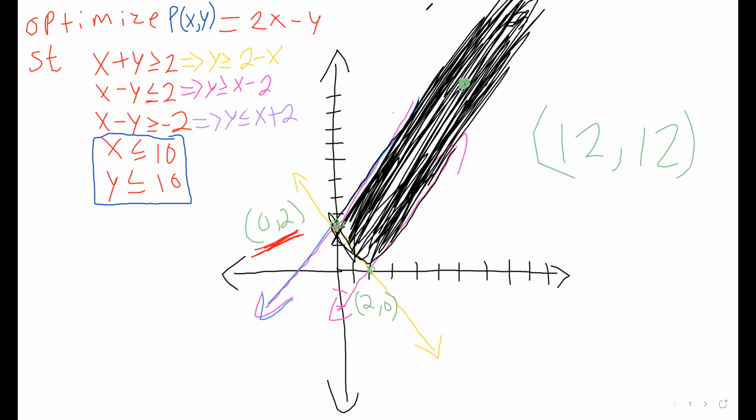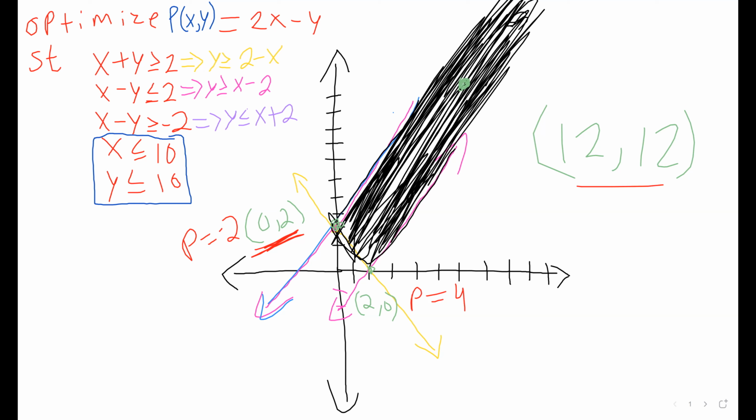The reason why is because if I do that point, I'm going to have 2 times 0, and then I'm going to subtract 2. So my final answer is going to be -2. So it's going to yield P equals -2, which is a small number. But if we try to do the same thing for the point (2, 0), then we're going to get 2 times 2, which is 4, and then minus 0. So this is going to give us P equals 4, and clearly that's bigger.